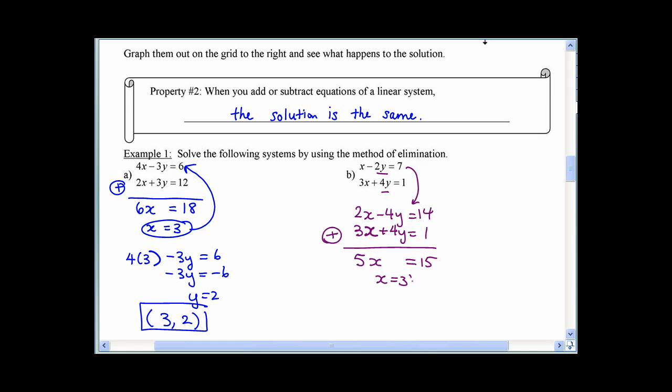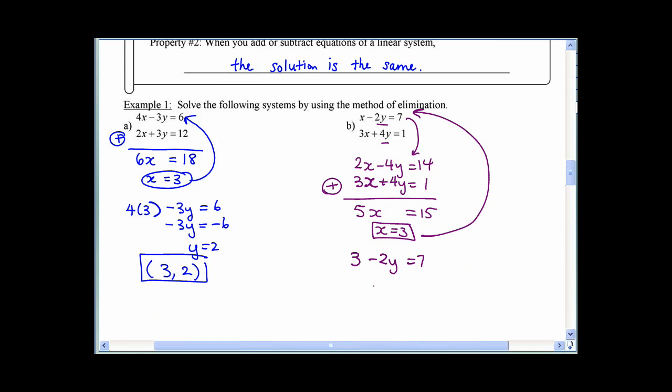x equals 3. And once again, plug it back in to solve for y. Up to you which one you want to plug it into. I'll plug it back into the first one. 3 minus 2y equals 7. Just need to subtract 3 off of both sides. Negative 2y equals 4. And y equals negative 2. So our solution in this case is 3, negative 2.